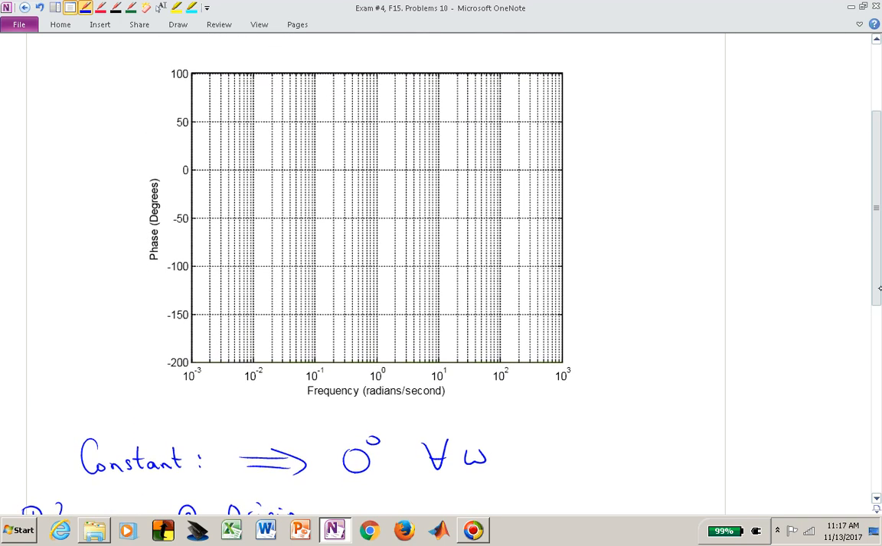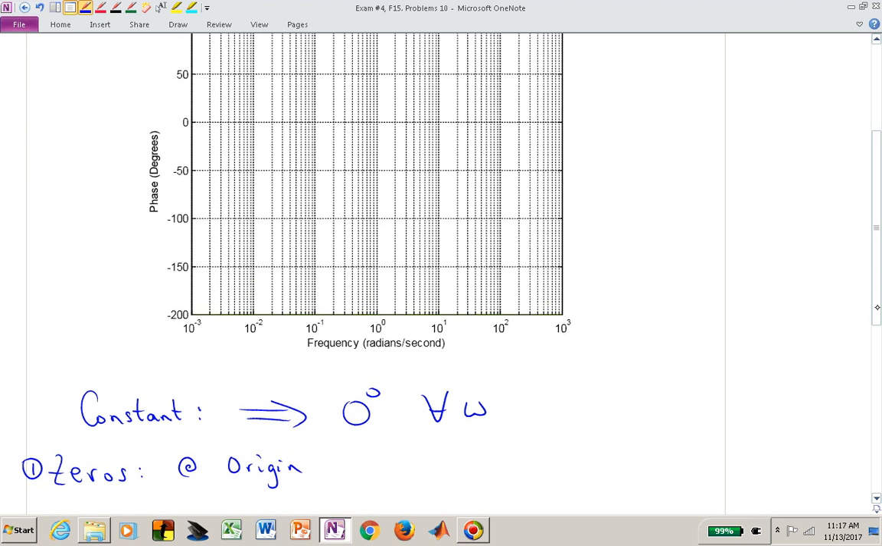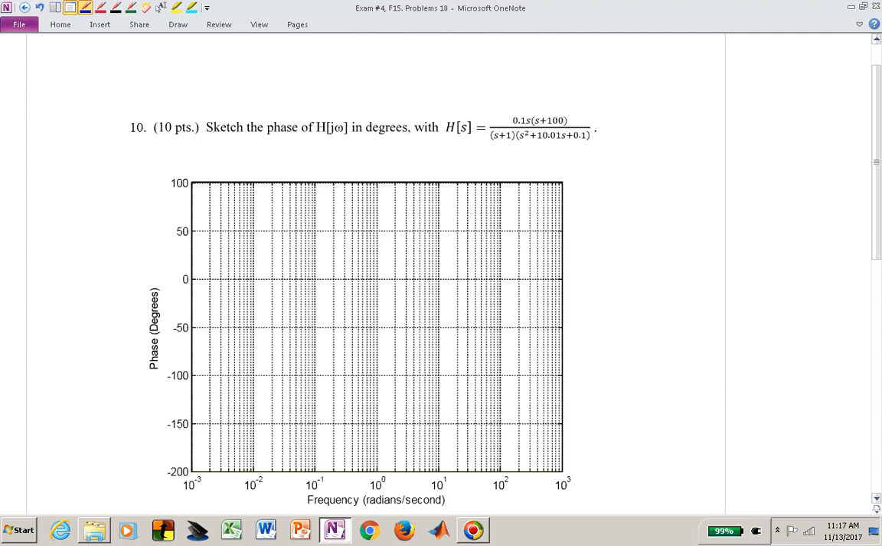We have 1 zero at the origin, and that is always on, always contributing phase. Since it's in the numerator, it's going to be 90 degrees for all frequencies. Now I have to go up here and find 90 between 50 and 100. Let me just say that that's right here. You could do this a little bit cleaner with a straight edge. But here is our zero at the origin.